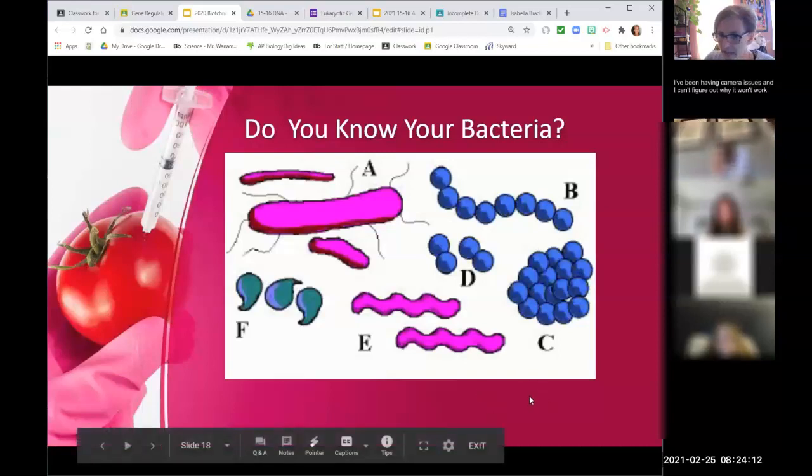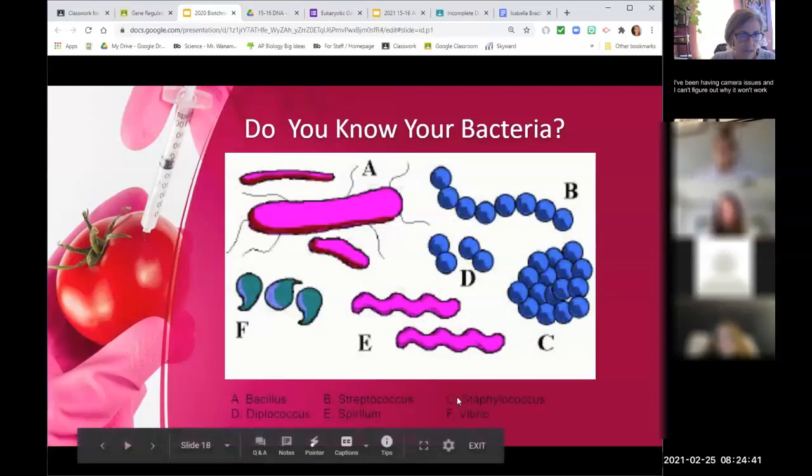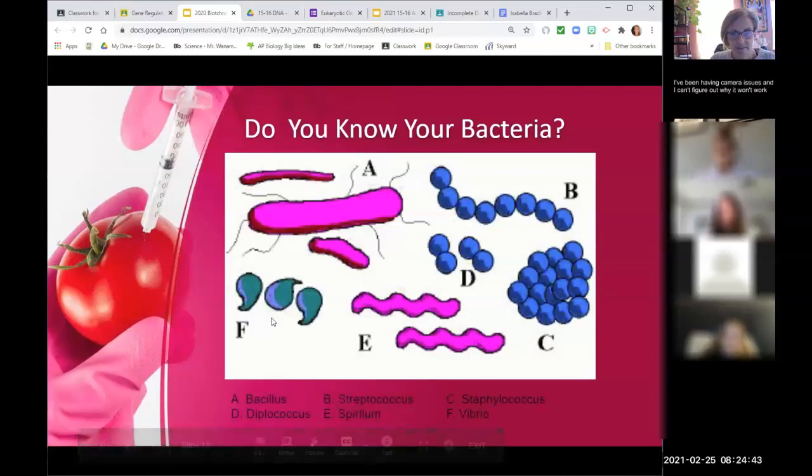And I'm going to skip the, do you know your bacterias? Bacteria are named according to their shape and according to how many there are. So a rod shape is a bacillus, Staphylococcus bacillus, for example. Circles are called coccus, like Streptococcus pneumonia, strep throat. If you have two, it's a diplo. If you have a pile, it's a staph. You have Spirillus as well. And then this one is the Vibrio.